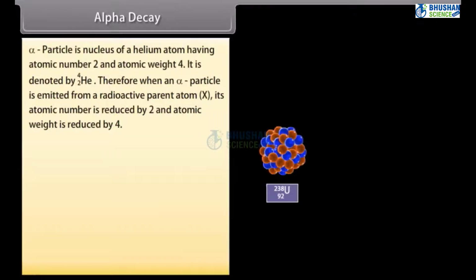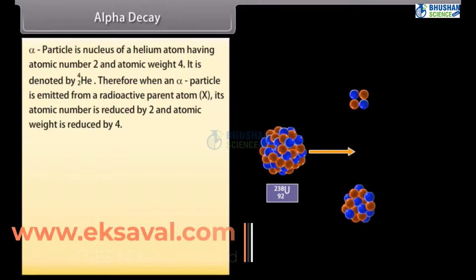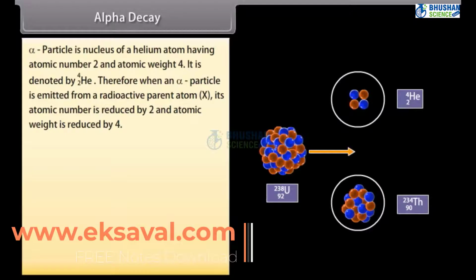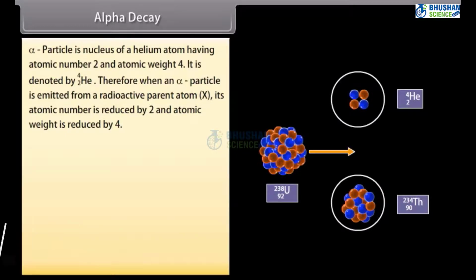Alpha decay. Alpha particle is the nucleus of a helium atom having atomic number 2 and atomic weight 4. It is denoted by the helium nucleus. Therefore, when an alpha particle is emitted from a radioactive parent atom X, its atomic number is reduced by 2 and atomic weight is reduced by 4.